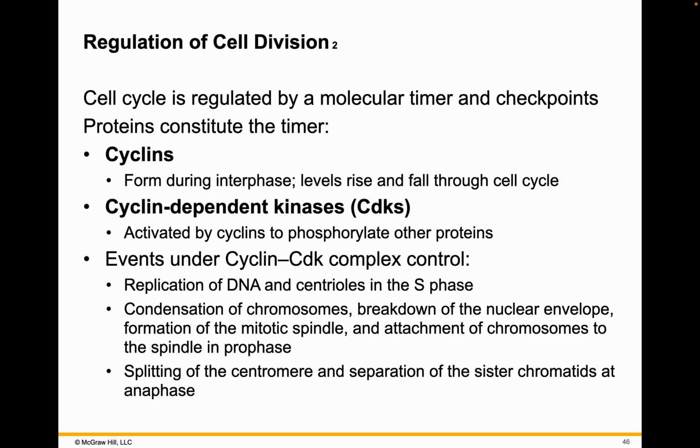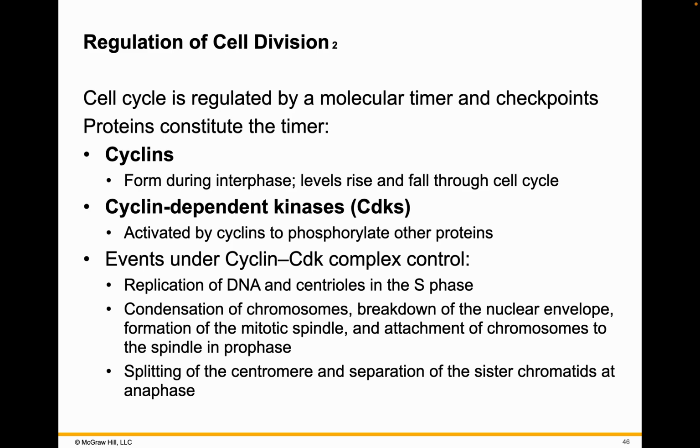It's regulated by a molecular timer and checkpoints. Proteins constitute the timer. We have cyclins, which form during interphase. Their levels rise and fall through the cell cycle. And then we have cyclin-dependent kinases, which are activated by cyclins to phosphorylate other proteins. We talked about second messengers, and I told you that kinases add phosphates to things, and adding phosphate can turn on or turn off different activities.